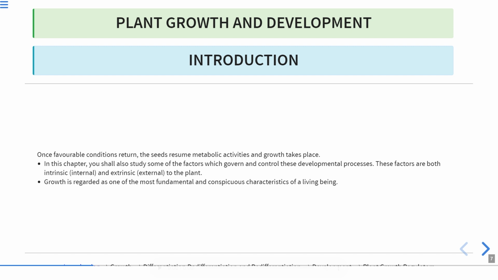Growth is regarded as one of the most fundamental and conspicuous characteristics of living beings. So, very, very important.